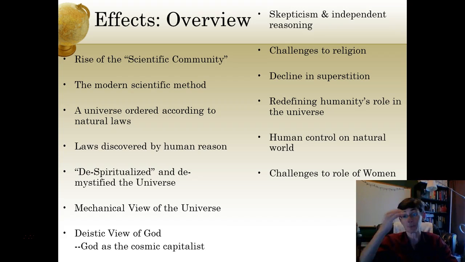We have a redefinition. Well, before that, we have a decline in superstition, right? I mentioned that earlier. We have a redefinition of humanity's role in the universe, right? Humanity is an active player, not a passive thing that is being played, right? We are an active player determining our own destiny and the functioning of this universe. We begin to develop human control of the natural world, the fact that we can actually influence and impact how the natural world works, right? We also have challenges and changes to the roles of women. And this is going to continue into the Enlightenment era.